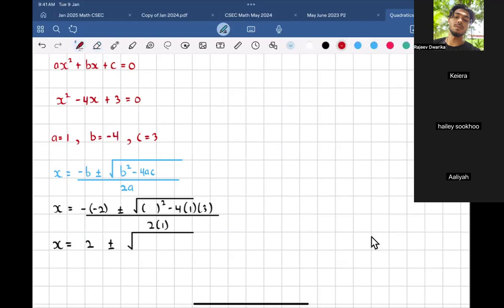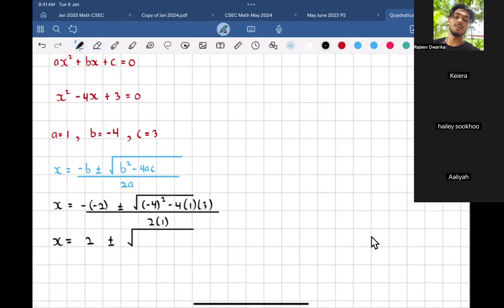So if I do that, tell me the new answer. This should work out really nice. You should get 16 minus 12. So I changed the b term to minus 4. So you have minus 4 squared minus 4 by 1 by 3. Minus 4 squared is 16, 16 minus 4 by 1 by 3. 4 by 1 by 3 is 12, 16 minus 12 is 4.